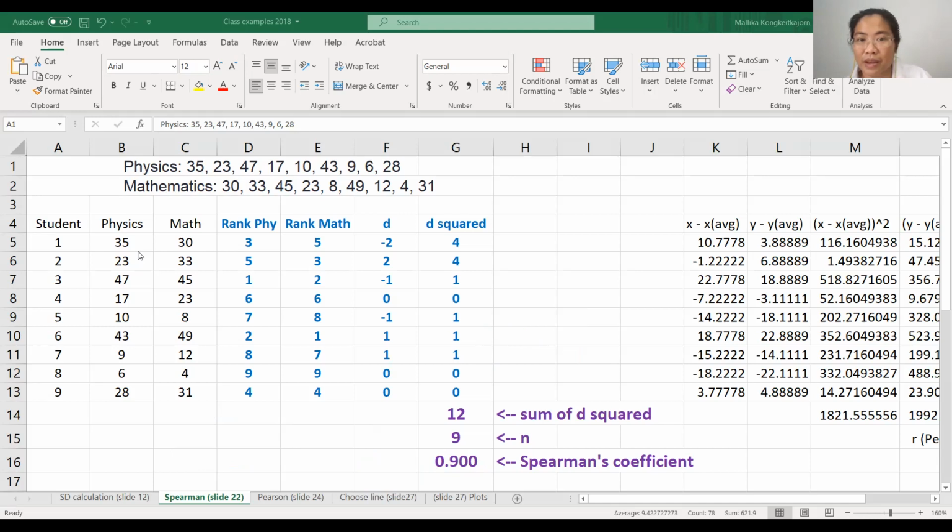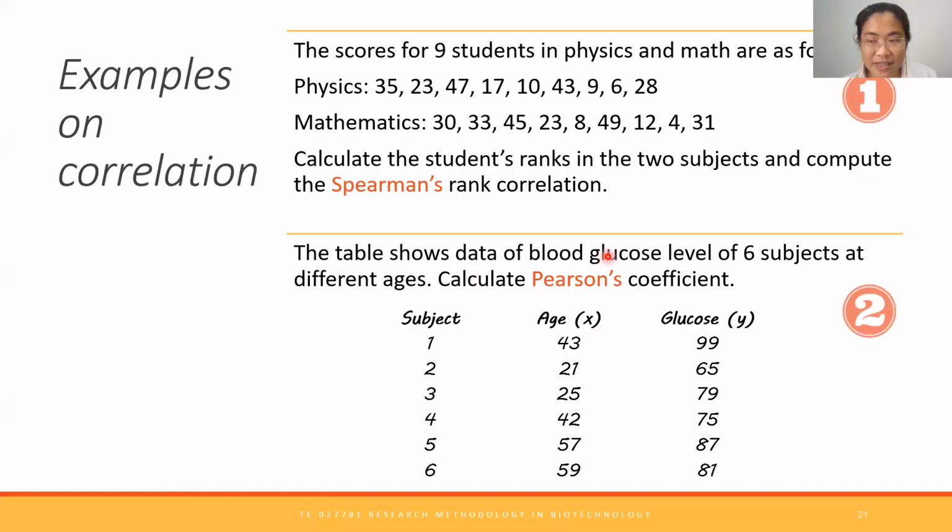You might not see how it could be applied to your life at this stage, but for me, sometimes it's pretty useful also to analyze the performance of the students and that sort of stuff. All right, before we go to the second question on Pearson's coefficient, anyone has any question to ask?